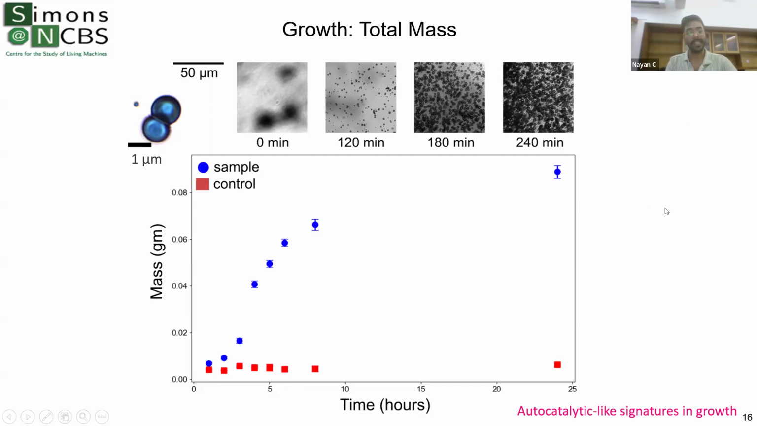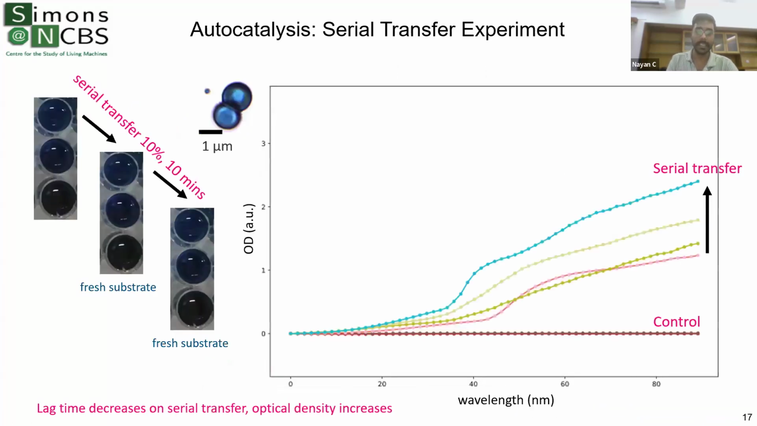So both of these together do point towards some autocatalytic signatures in the formation of these microspheres starting from the simple salt solution. In order to test that, we did one simple serial transfer experiment in which we let the microspheres grow for some time and then transferred a small fraction of it to fresh substrates and again let them grow for some time and again transfer them to fresh substrate and repeat it around 4 or 5 times. And then for all of this, measure the OD.